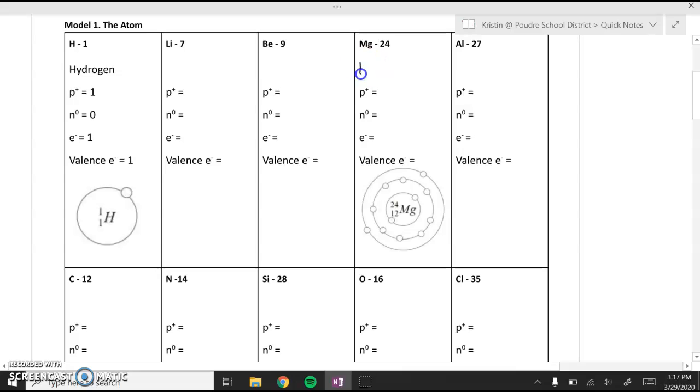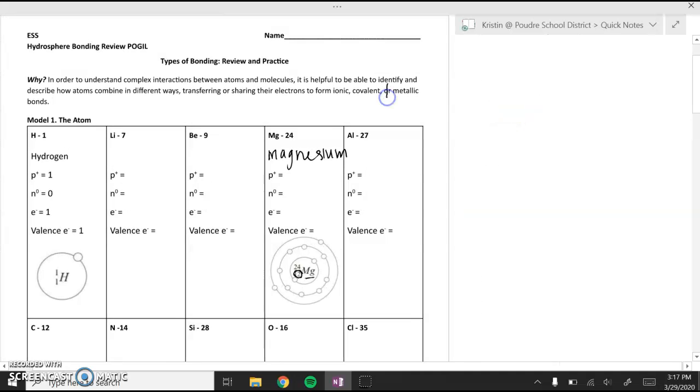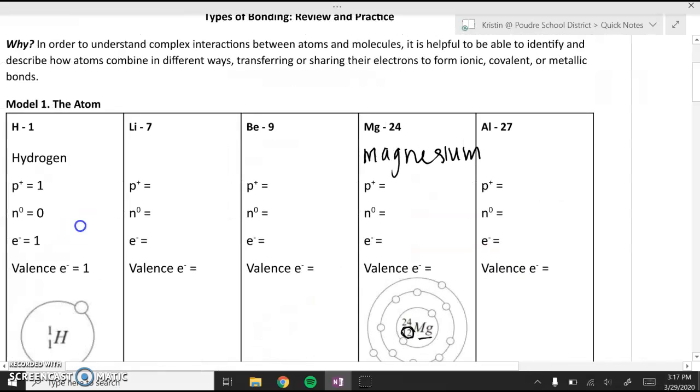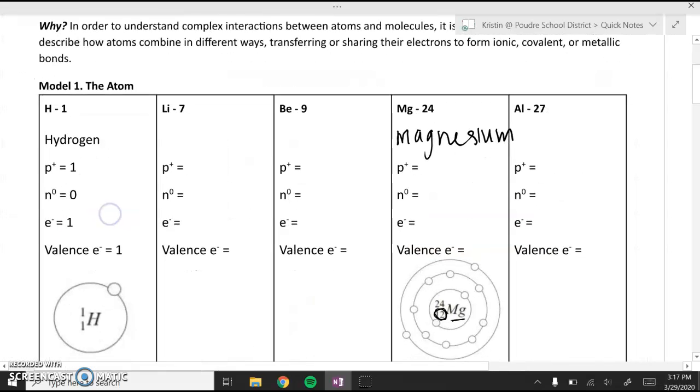So for magnesium, we would write its name. You could find it on the periodic table using either the symbol Mg or the atomic number. We know protons is equal to the atomic number. So, gosh, I wish it would stop doing that. I don't know how to fix it though. Oh geez, okay, that's a little too giant. Okay, that's better. So then our protons are 12.